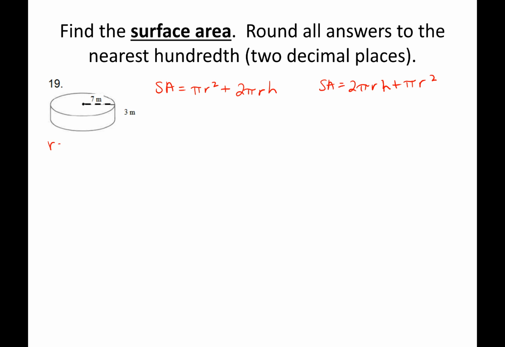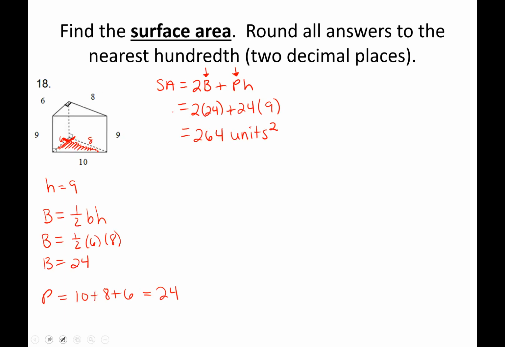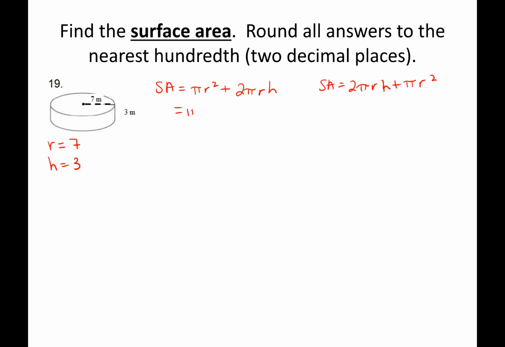So what I know, the radius is 7. I know the height is 3. I know I have a cylinder, and it looks like I have everything I need to plug it in. So I'm going to start plugging in. I have pi. That's going to come right from the calculator. The radius is 7 squared plus 2 pi. Radius is 7. And then the height is 3. So I'm going to put all that into my calculator. Very carefully type in pi and then make sure you hit multiply when you go to the r squared part.